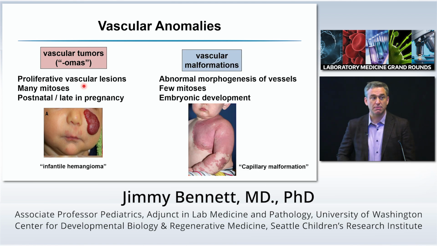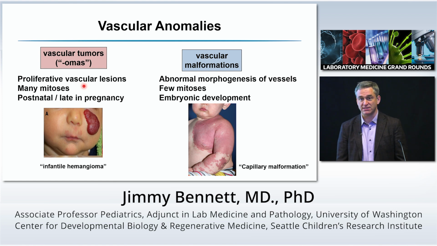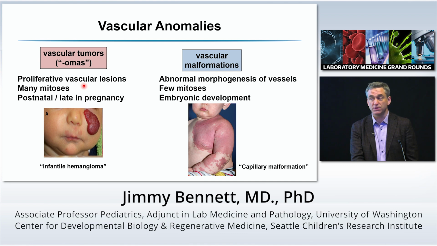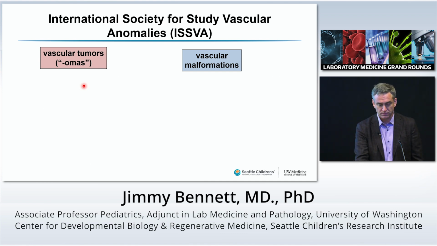As opposed to vascular malformations, which is really aberrant morphogenesis of either blood or lymphatic vessels. When you look at them under the microscope, you do not see many mitoses. And these are present in the first 5 weeks of human development during early vasculogenesis. So this is an example of an infantile hemangioma on the left and a capillary malformation on the right.